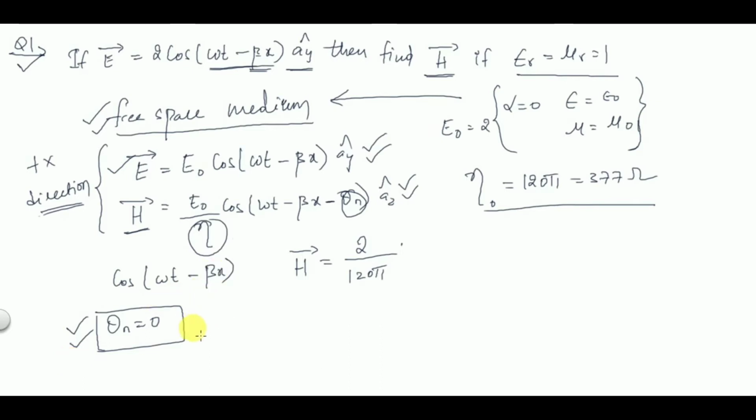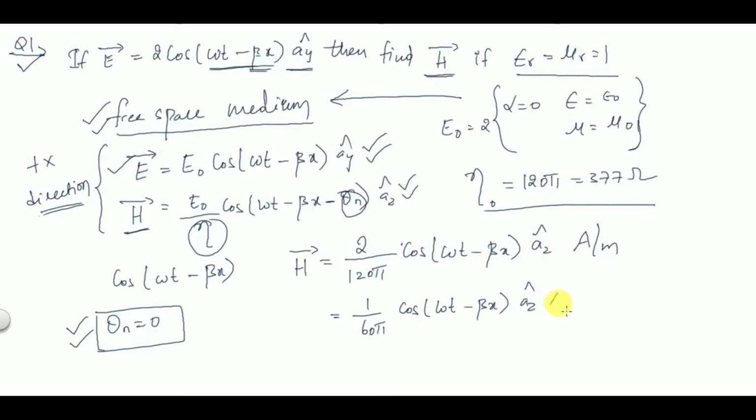So theta n is equal to 0. So H is equal to E naught by eta cos of omega t minus beta x az cap, because theta n is equal to 0, in ampere per meter. So it will be 1 by 60 pi into cos of omega t minus beta x into az cap ampere per meter. So this is how we can find H bar if E bar is given when the medium is free space medium.